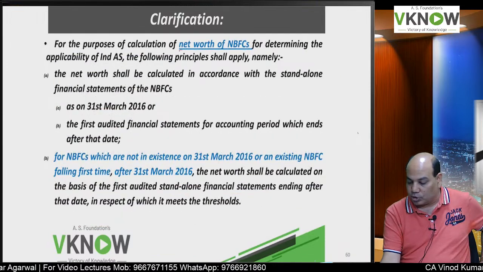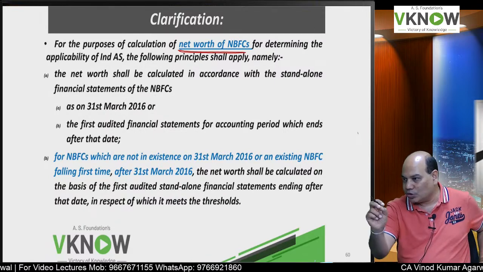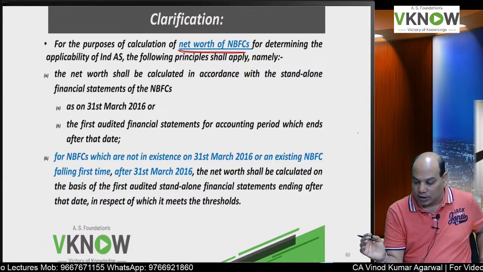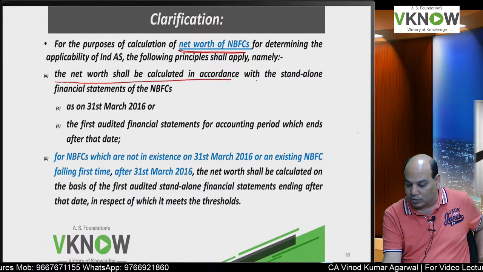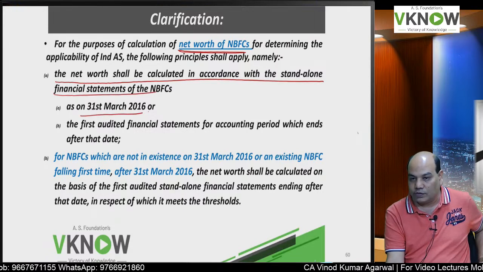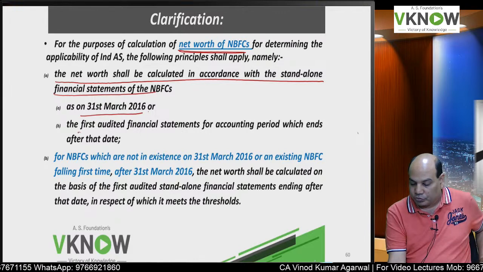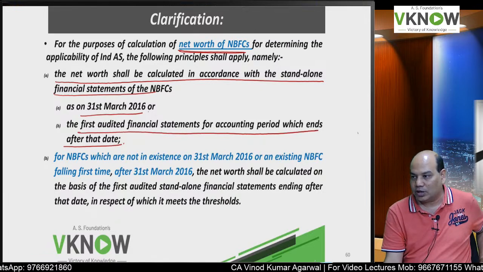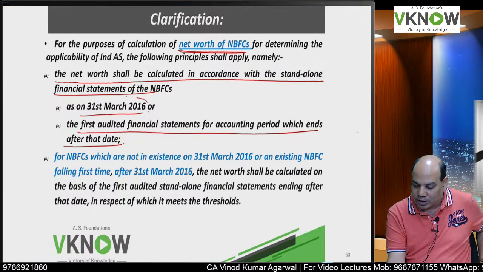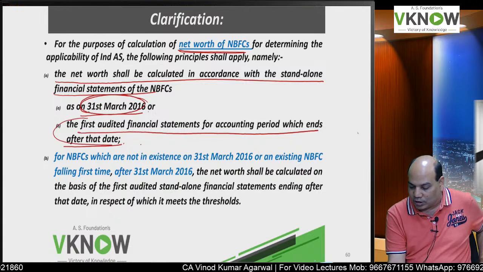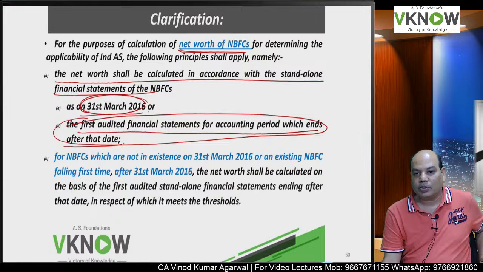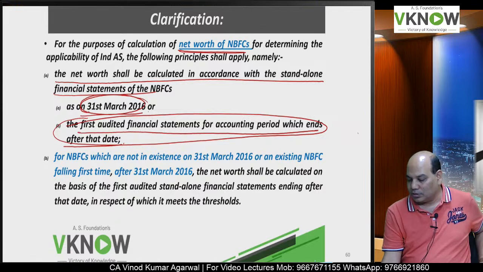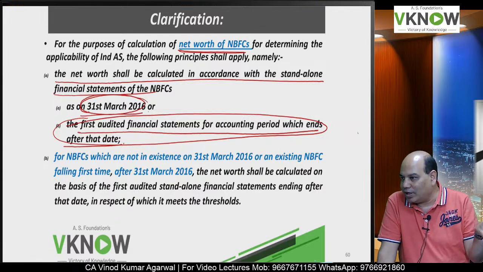Then what about NBFC? For NBFC I can't use the same date, because for NBFC the first phase itself is 1/4/18. So for NBFC they have said the net worth will be calculated as per standalone on 31st March 16, or the first audited financial statement for accounting period which ends after that date. Is it right? So if you meet the net worth criteria here or here, Ind AS will become applicable to that NBFC. But as on date, we have to just keep on checking every previous year ending date.